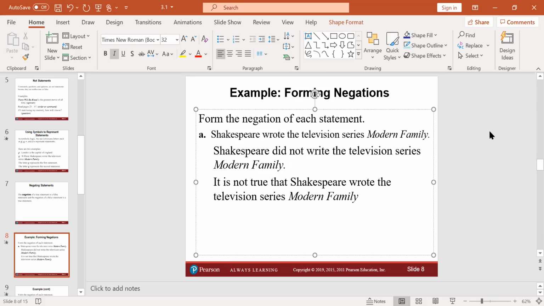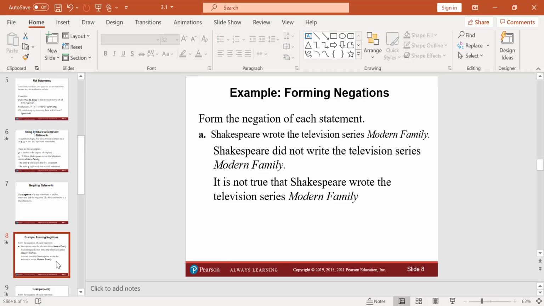Anywho, if you have the statement, Shakespeare wrote the television series Modern Family, then the negation of that is pretty obvious. Shakespeare did not write the television series Modern Family. Now, you can reword that in a number of ways. You could say the author of Modern Family was not Shakespeare. You can re-express that in a number of different ways, but all of them take the basic sentiment. They are the opposite of the original statement.